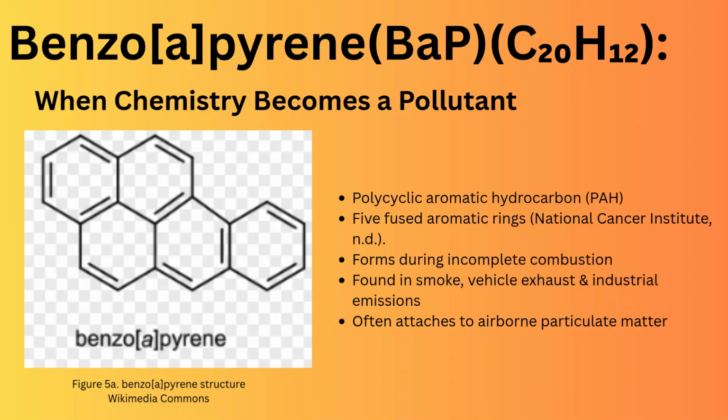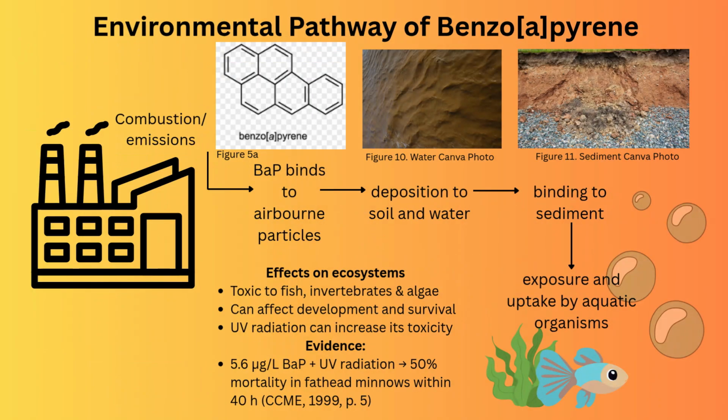BaP is much less volatile and extremely poorly soluble in water. Instead, it tends to attach to particles and organic matter. This becomes really important when we look at what happens to BaP after it's released into the environment. After benzo[a]pyrene is released into the atmosphere, it tends to attach to small airborne particles, which can eventually settle onto land or into water. Once it reaches an aquatic environment, BaP doesn't dissolve easily. Instead, it tends to bind to particles and organic matter, which can eventually collect in sediment and create long-term exposure for aquatic organisms.